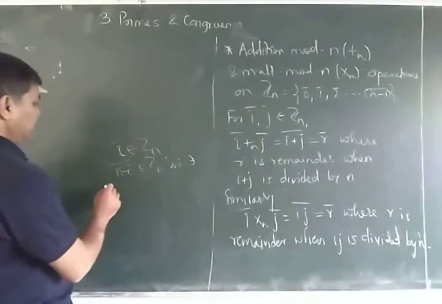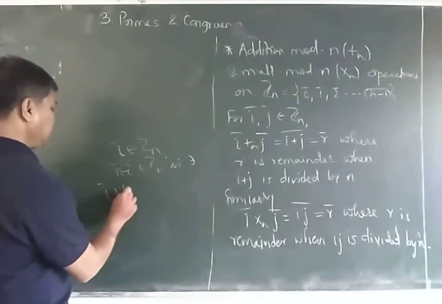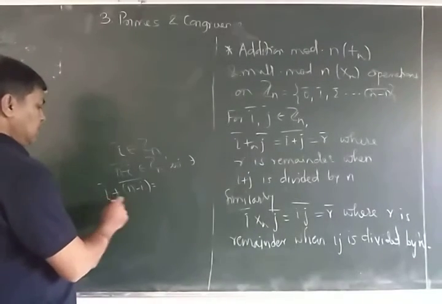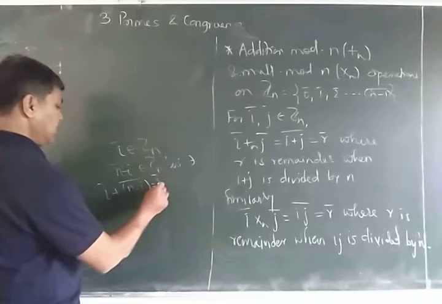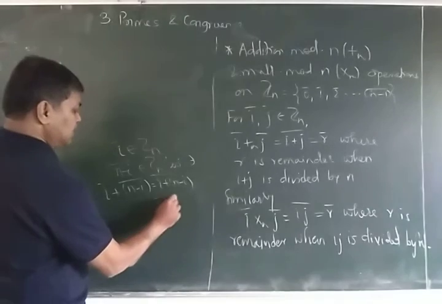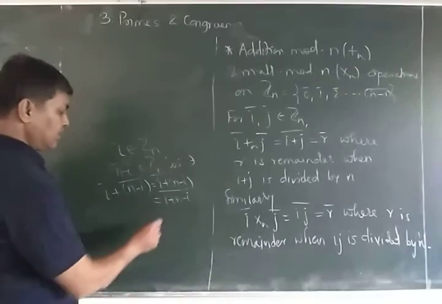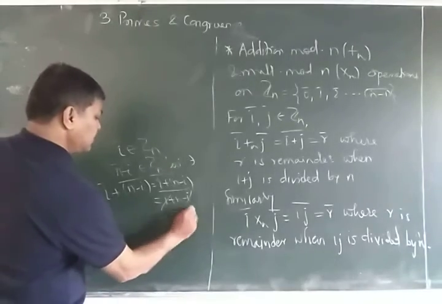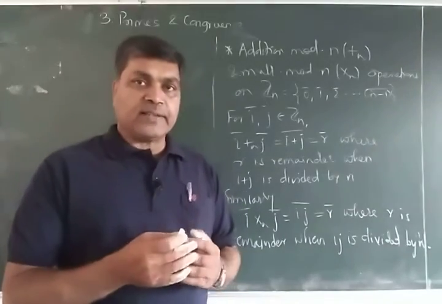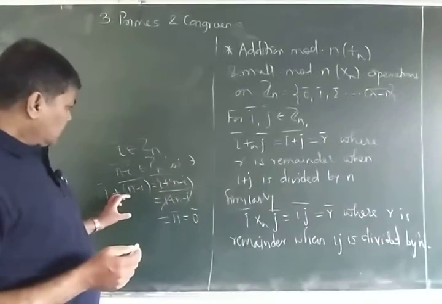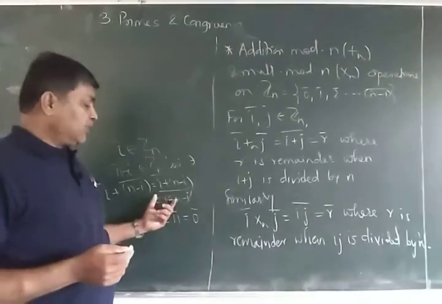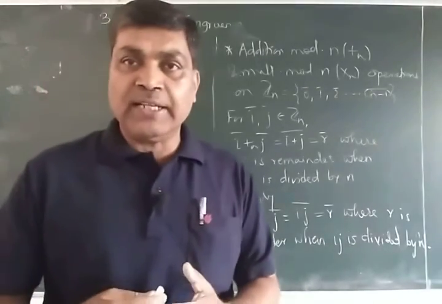If I take i bar plus n minus i its bar, that is equal to i bar plus n minus i its bar, which is equal to i plus n minus i. This gets cancelled and this is n bar, but n bar is same as 0 bar. Is it clear? So this n minus i bar is nothing but the additive inverse of i bar, for example 2 and minus 2 are additive inverses.